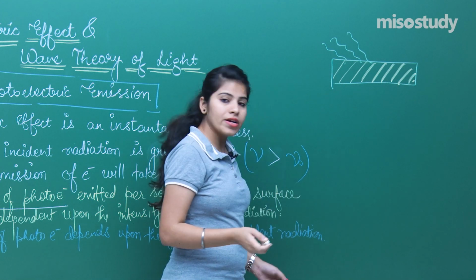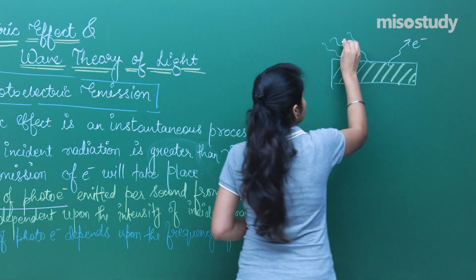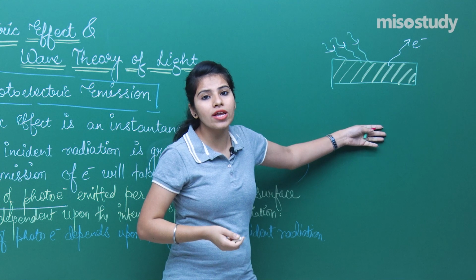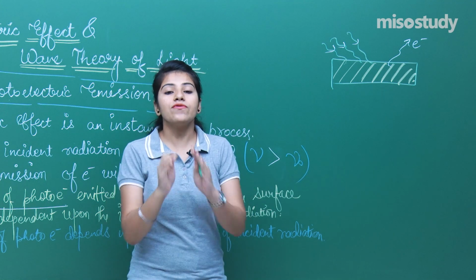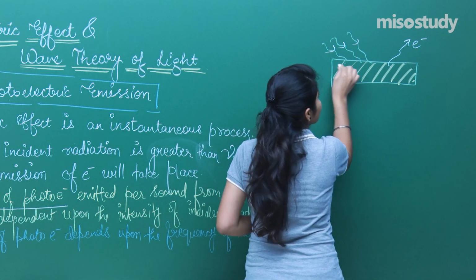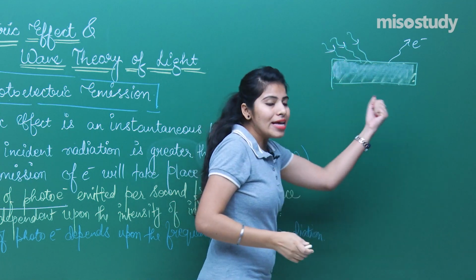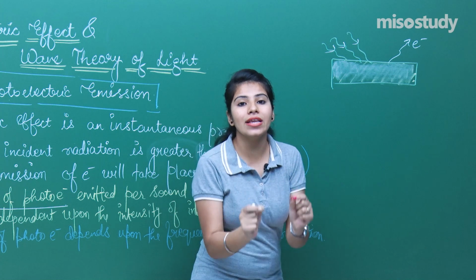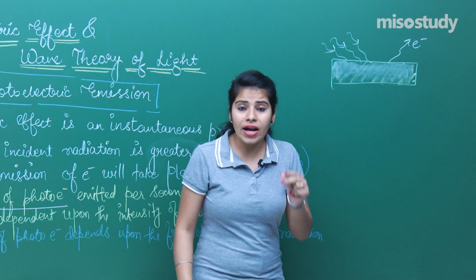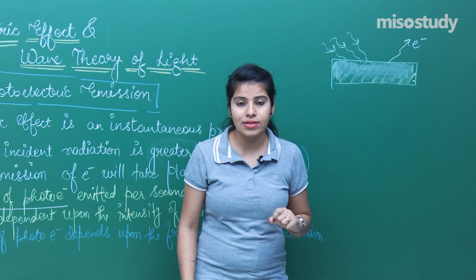What is the photoelectric effect? When light falls upon the surface, electrons will be emitted. These are radiations and these are the electrons. This is the photoelectric effect. Now what next? If light is of wave nature, that means all the waves should come and spread over the surface of the metal like this. That means all energy should be absorbed by all the electrons present over the surface of the metal. And if the energy is absorbed by the electrons present over the surface, then what will happen?